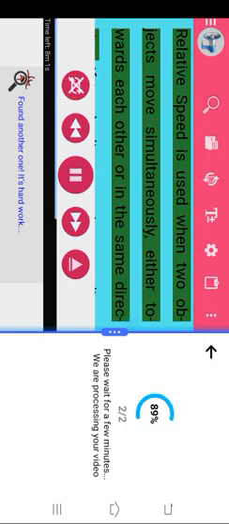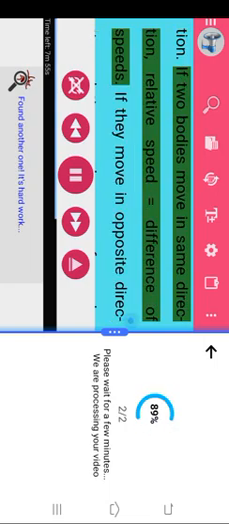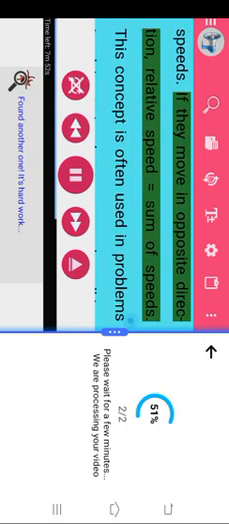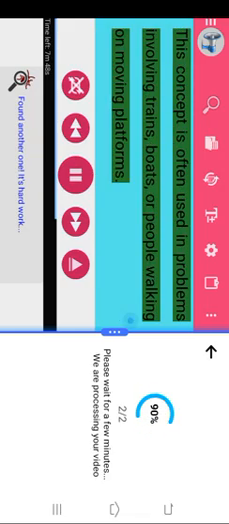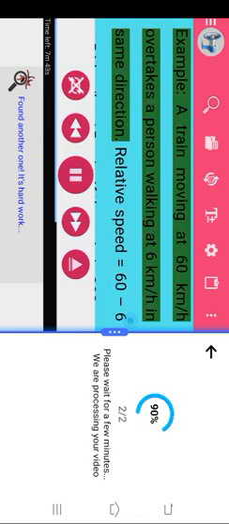Relative speed is used when two objects move simultaneously, either towards each other or in the same direction. If two bodies move in the same direction, relative speed equals the difference of speeds. If they move in opposite directions, relative speed equals the sum of speeds. This concept is often used in problems involving trains, boats, or people walking on moving platforms.